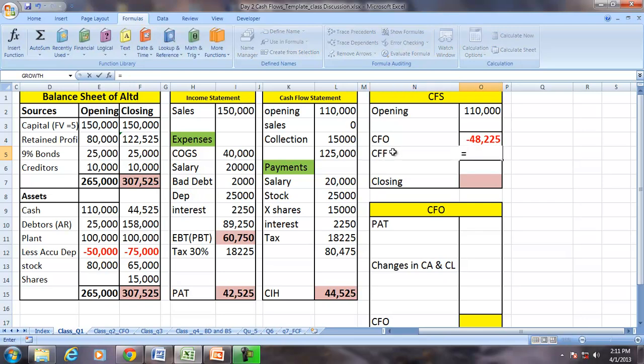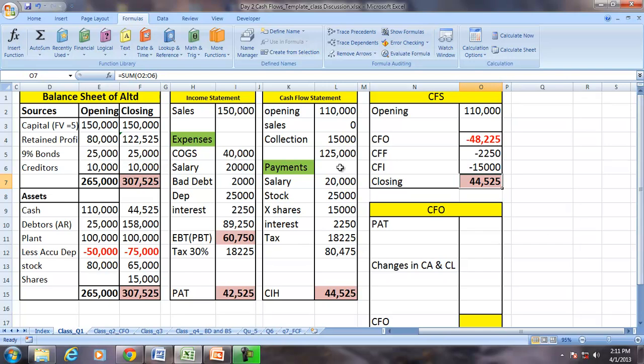CFF, in this case there is no inflow from financing, the only outflow is the interest, so CFF is also negative. And CFI, once again no inflow from the investment decision, but there is an outflow of 15,000. And if we sum this up, it will give us the cash in hand. The closing cash in hand is 44,525.